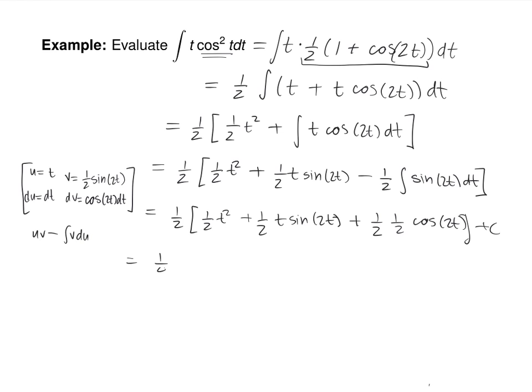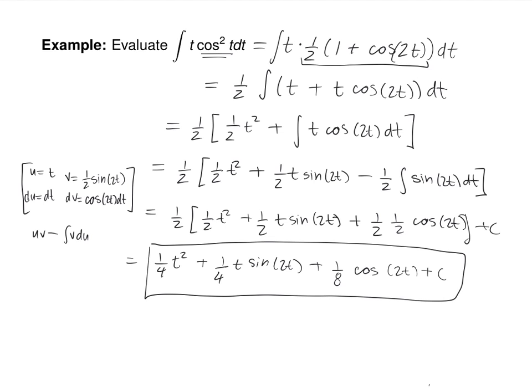So your final answer is a quarter t squared plus a quarter t sine 2t plus an eighth cosine 2t plus c. And I'm pretty sure that there's a homework problem just like this on one of the assignments that concerns 7-2. I made two assignments for 7-2, didn't I? Often when we spend 2 days going over a section, I'll just have one homework for it, and you'll have a little bit of a homework lull. Does that make sense? Okay.